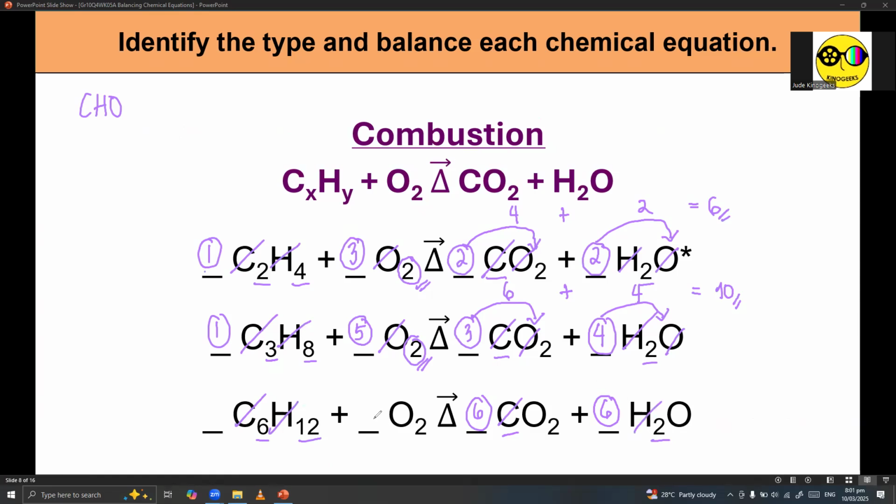Now, with oxygen, once again, you have 2 on the reactant side. Tapos on the product side, you have 6 times 2, which is 12, plus 6 times 1, which is 6. So 12 plus 6 was 18. So you have 2 on the reactant side and a total of 18 on the product side. So for 2 to become 18, you have to multiply O2 by 9. And with oxygen now completely balanced, therefore we put 1 as the coefficient of C6H12.